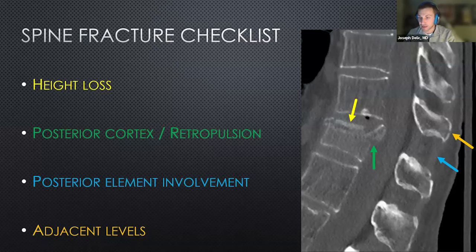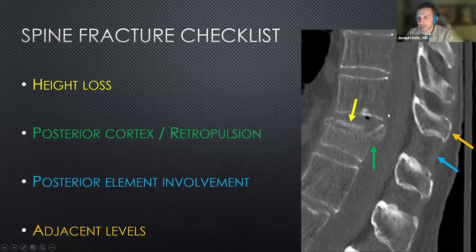Number one, height loss. Can you identify height loss and what is the degree? We can measure that as a percentage. Is there posterior cortex involvement with retropulsion? You can see that fragment sticking out of the back of the vertebral body. Is that narrowing the canal? Can you see posterior element involvement? Is there any widening of the space between the spinous processes? Or if you look very closely here, there's an associated non-displaced fracture through this spinous process.